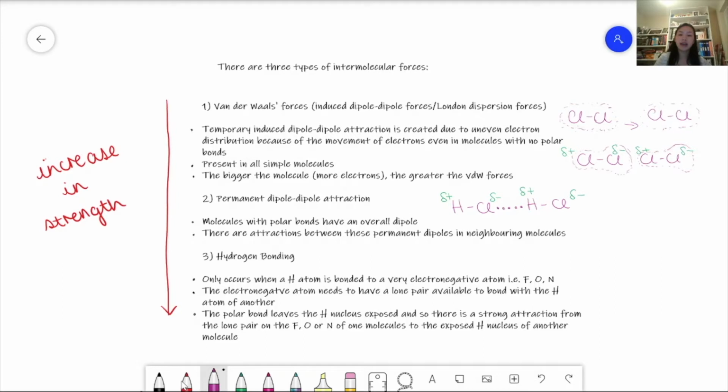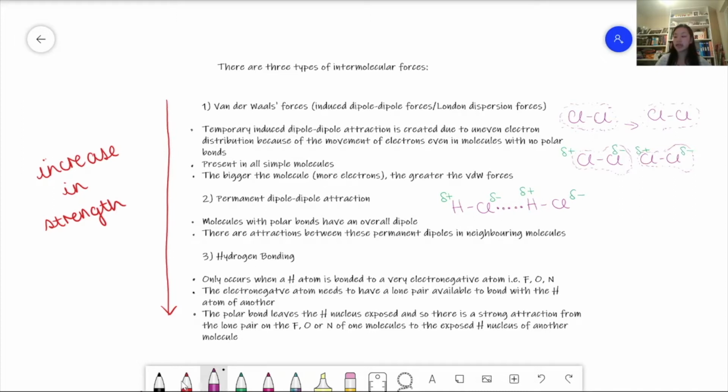So the third intermolecular force you need to know is hydrogen bonding. And this only occurs when a hydrogen atom is bonded to a very electronegative atom. So normally only fluorine, oxygen, or nitrogen. The electronegative atom needs to have a lone pair available to bond with the hydrogen atom of another. And the polar bond leaves the hydrogen nucleus exposed, and so there is a strong attraction from the lone pair on the fluorine, oxygen, or nitrogen of one molecule to the exposed hydrogen nucleus of another molecule.